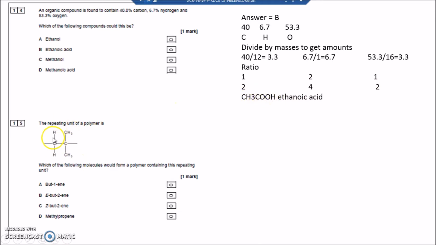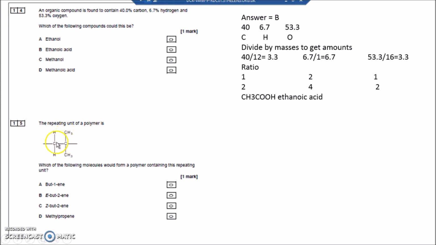The repeating unit of the polymer is this. What would it form from? Which of the following molecules would form a polymer containing this repeating unit? So what you do is, before it's actually bonded either side, this has been a monomer. So those 2 carbons have had a double bond that's broken and then formed a single bond either side. So if we imagine this and remove those 2 bonds either side and put a double bond between it, it's been 3 carbons in a line, with a double bond here, at carbon number 1 and a methyl at carbon number 2.